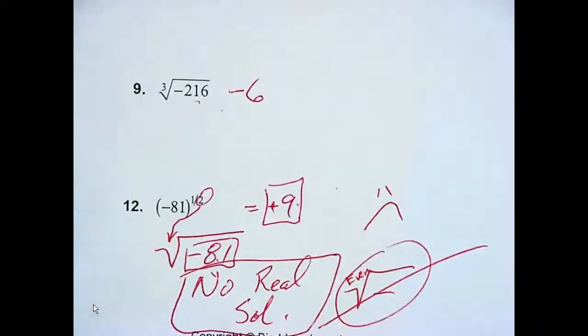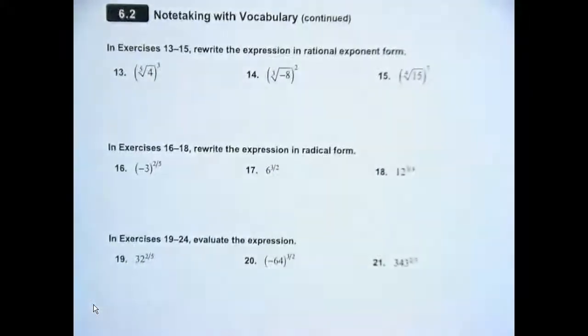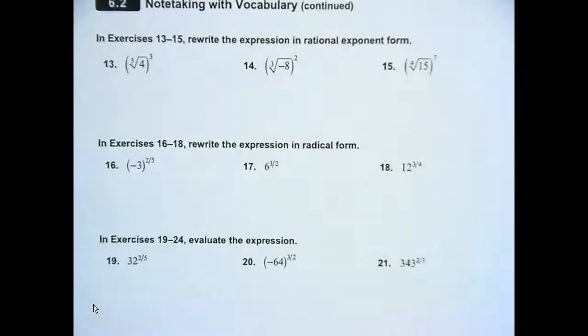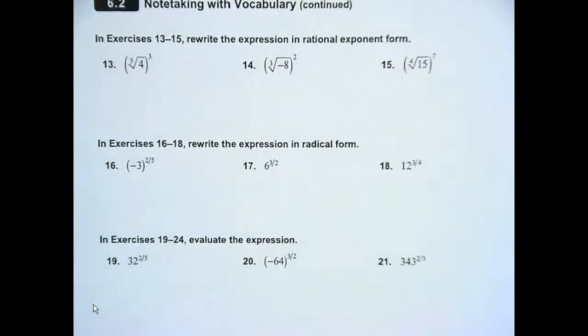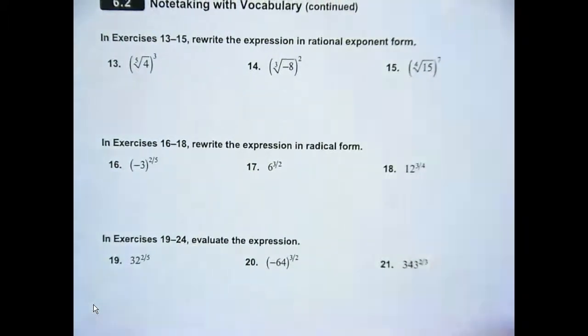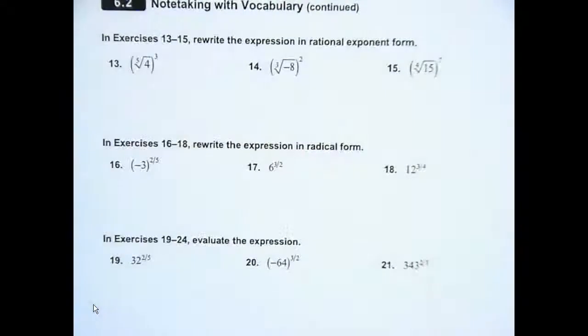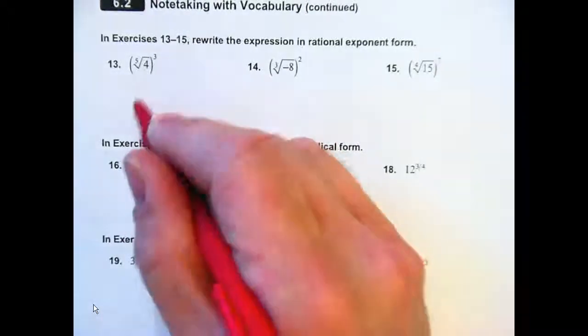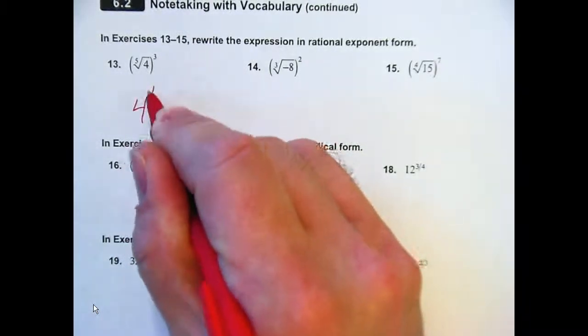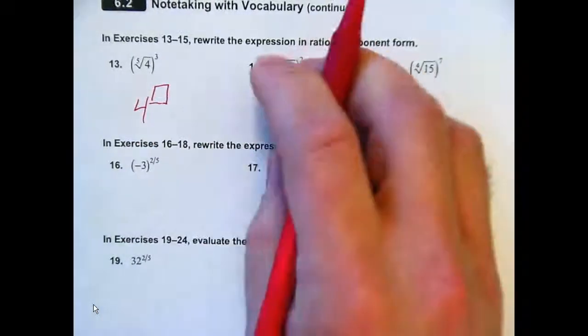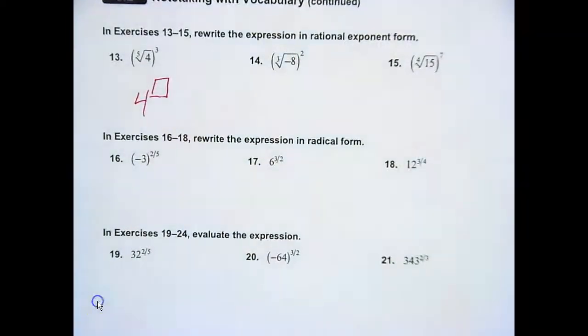All right, go ahead and turn the page, please. Take a look at the top of the next page. Doing a few rewriting problems. Rewrite the expression in rational exponent form. In other words, use a fraction to write that, rather than writing it in radical form. Write that 4 with a fraction up here. What fraction goes up there? Talk with your groupies about it.